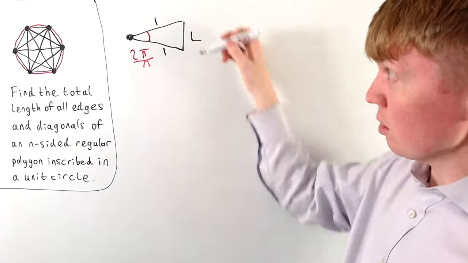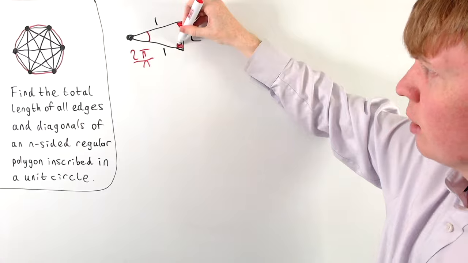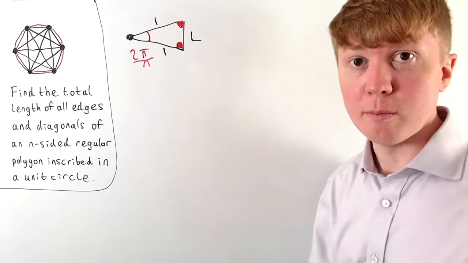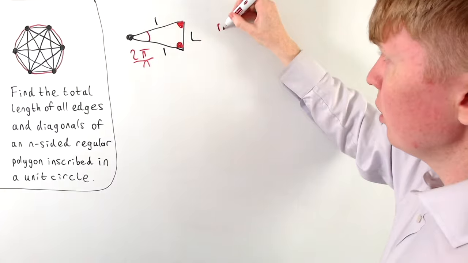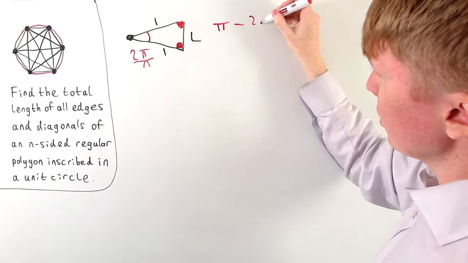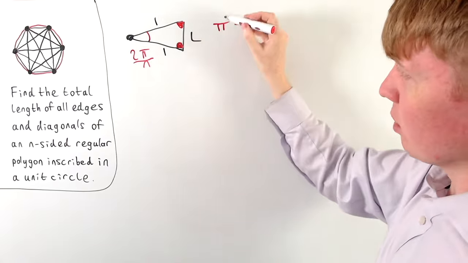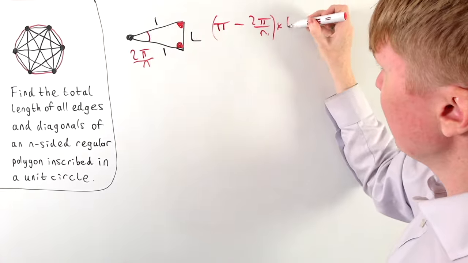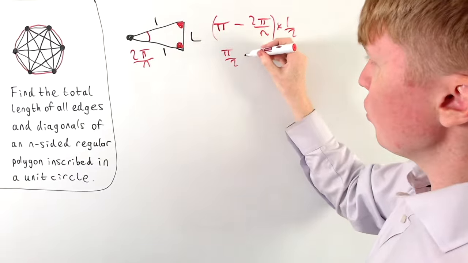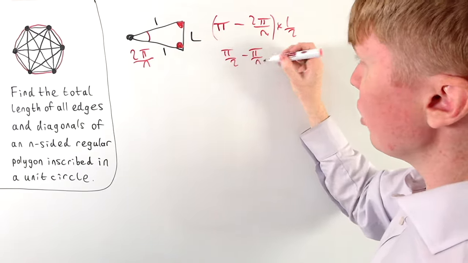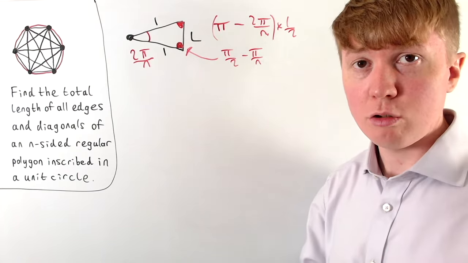And also this is an isosceles triangle, so now we can actually work out what each of these two angles are. We know that the three angles need to sum to 180 degrees or pi radians, so we need to do pi minus 2 pi over n, but then to find one of these angles on its own we just need to divide this by 2. So when we multiply this by half we get pi over 2 minus pi over n for either of our angles here in our isosceles triangle.